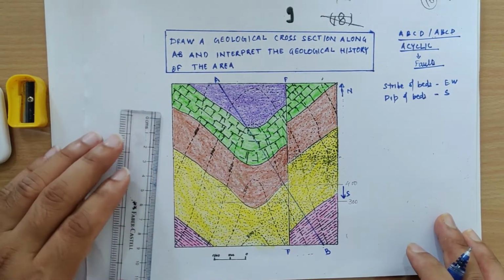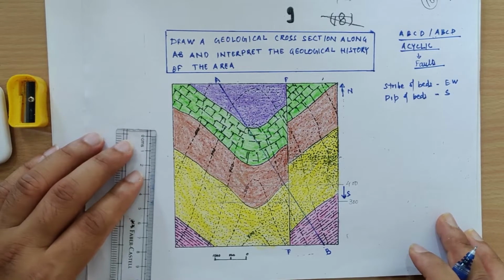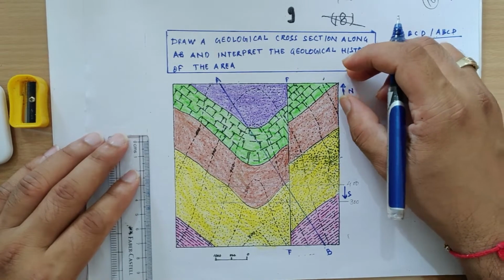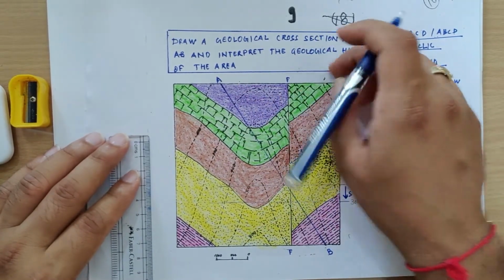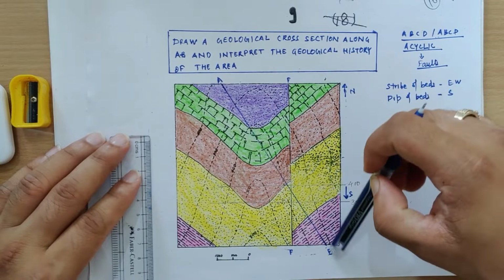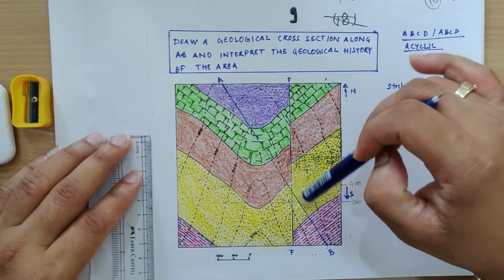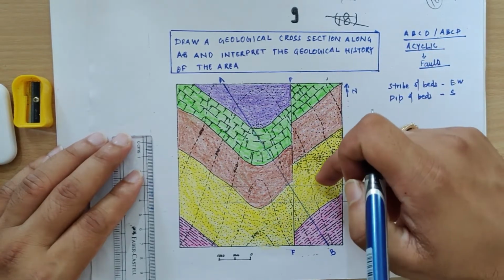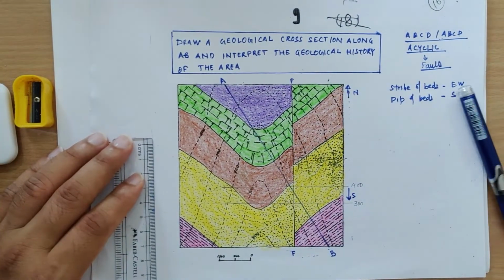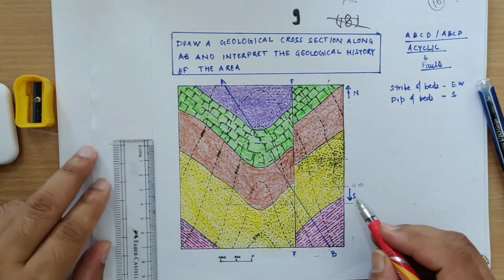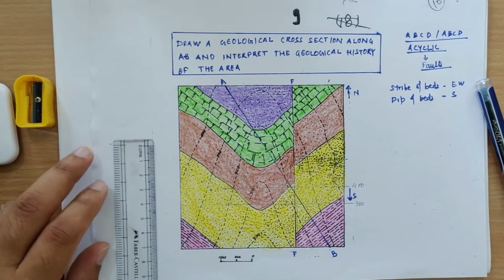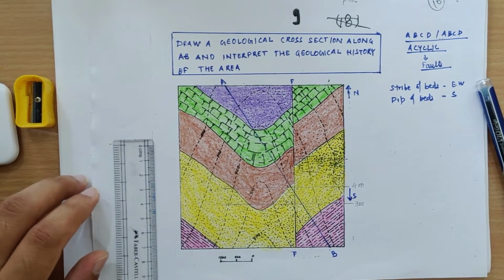Now we can determine the amount as well. But before we proceed to determine the amounts and all, we need to determine the thicknesses of bed. As we can see, this is our section line and all the beds are not coming over the section line. As we can see the bed numbers, this is the younging direction, so younger beds are occurring in this particular direction, means opposite to this will be our older beds. So we can start marking.